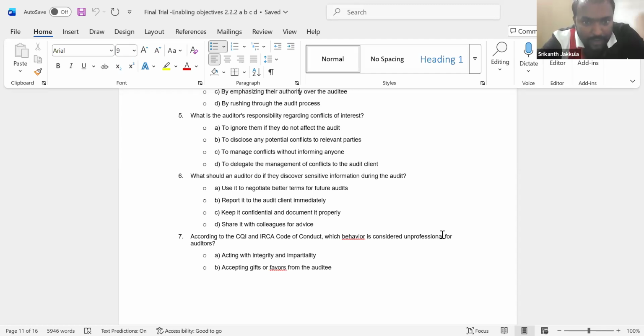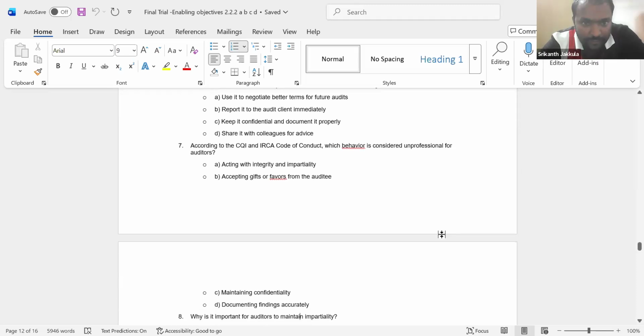Sixth one. What should an auditor do if they discover sensitive information during the audit? A. Use it to negotiate better terms for future audits. B. Report it to the audit client immediately. C. Keep it confidential and document it properly. D. Share it with colleagues for advice. C, sir. Keep it confidential and document it properly. Yeah, Shashikanta Mahanta, that is the right answer.